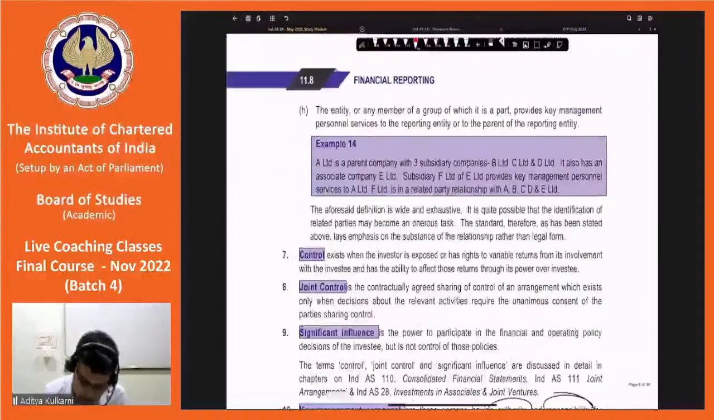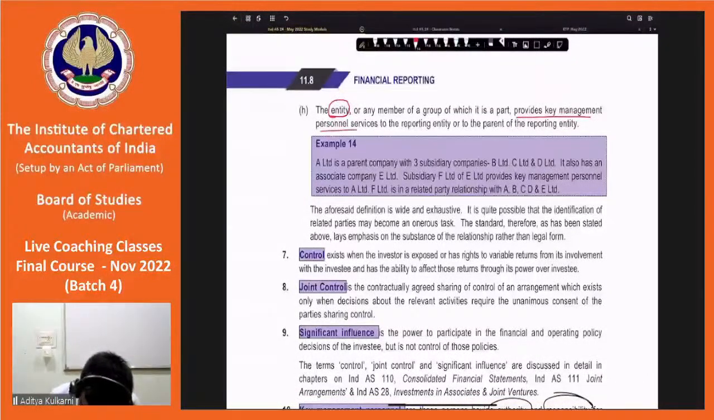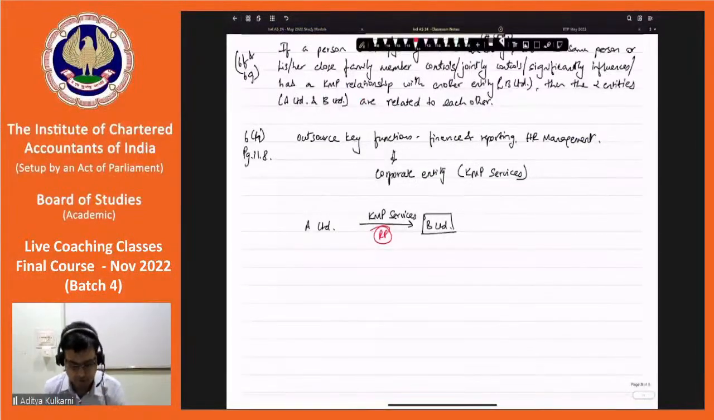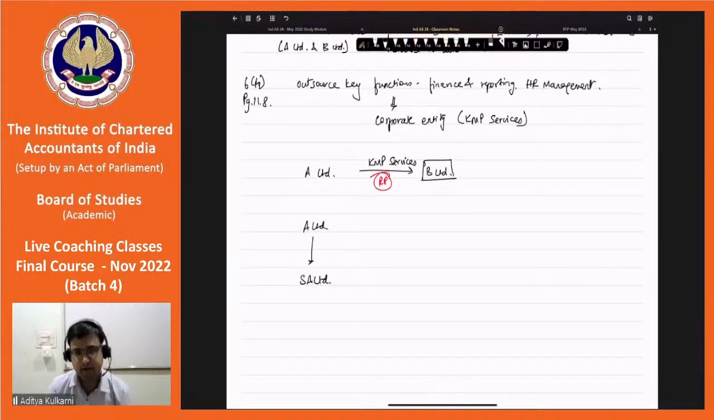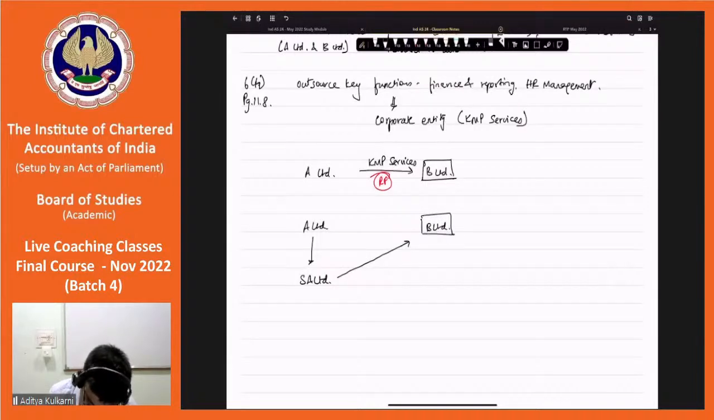Read this now. The entity provides key management personnel services to the reporting entity. So A Limited provides KMP services to the reporting entity. Number one. Second, or any member of a group. Any member of a group. Okay, so now A Limited has a subsidiary SA Limited. SA Limited provides KMP services to B Limited.